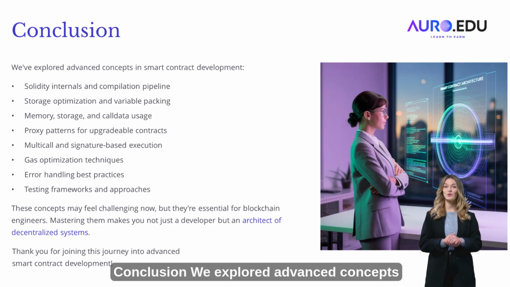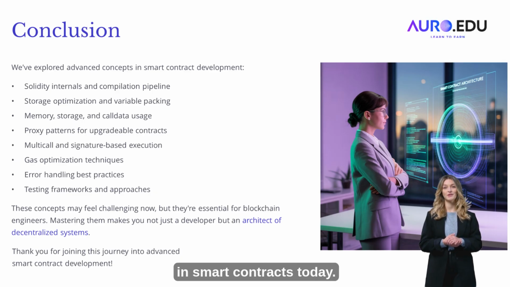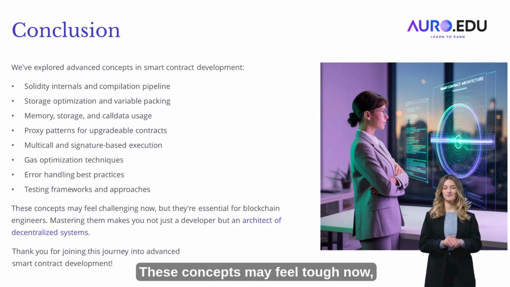Conclusion. We explored advanced concepts in smart contracts today. You learned about Solidity internals, variable packing, memory, proxies, batching, signatures, optimization, errors, and testing. These concepts may feel tough now, but they're essential for blockchain engineers. Mastering them makes you not just a developer, but an architect of decentralized systems.